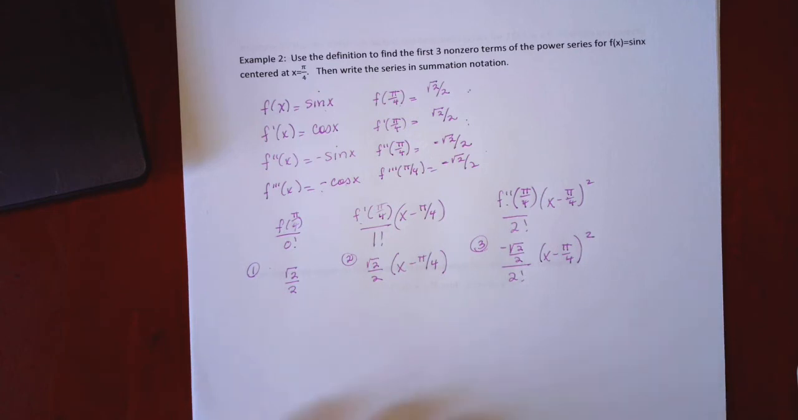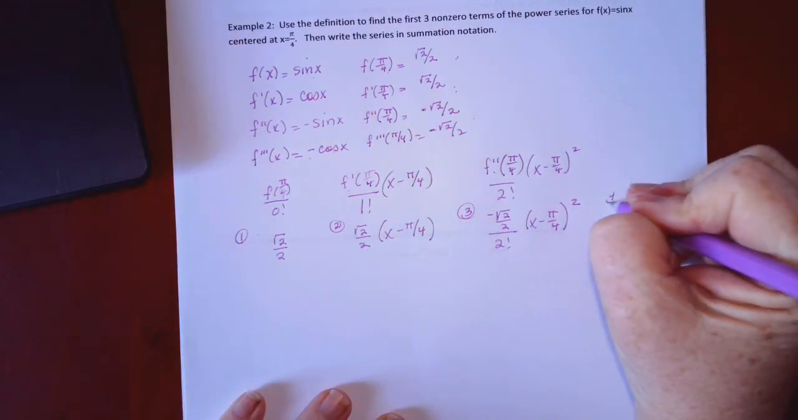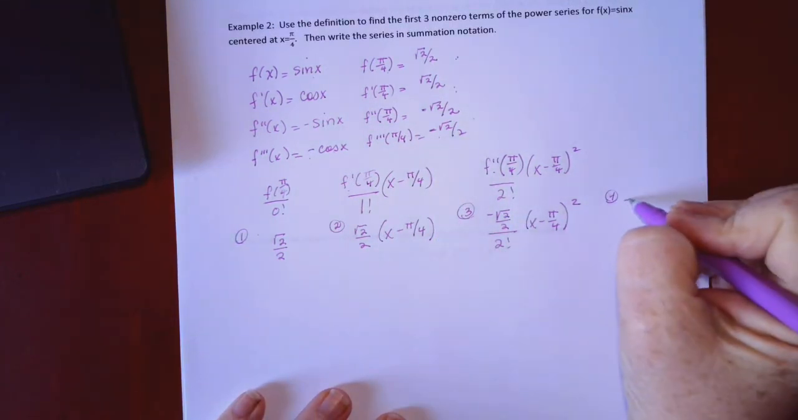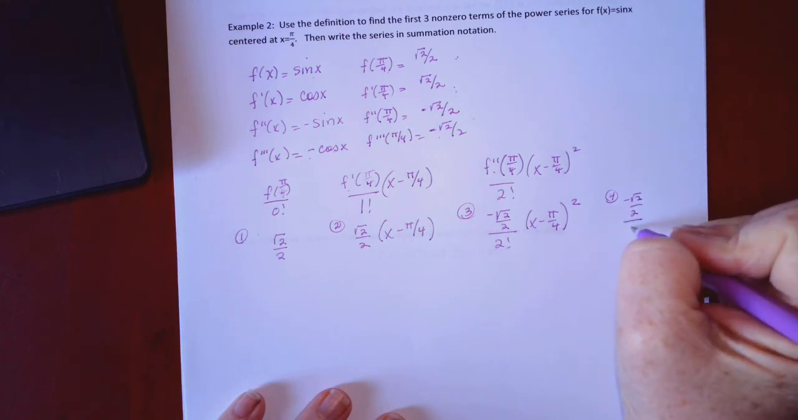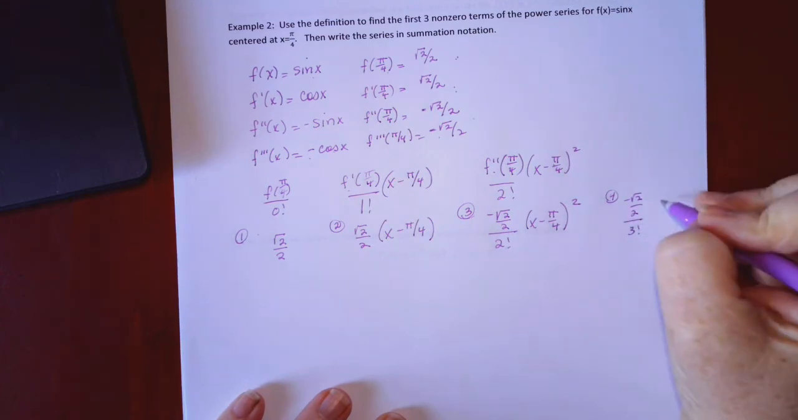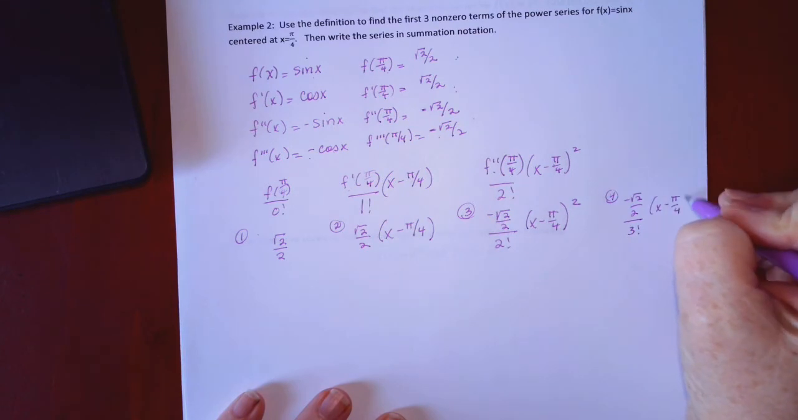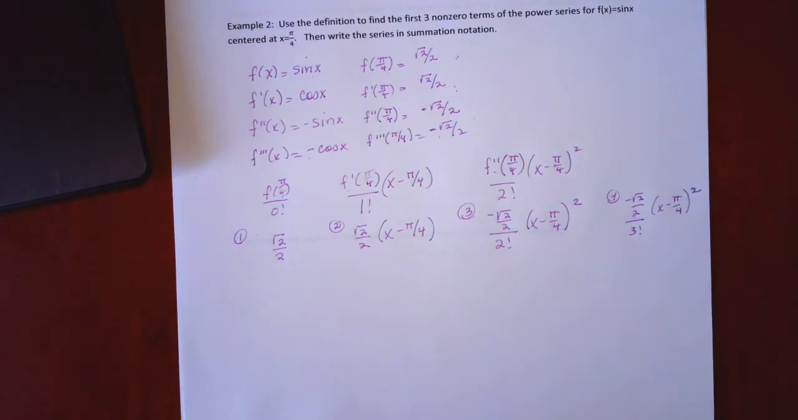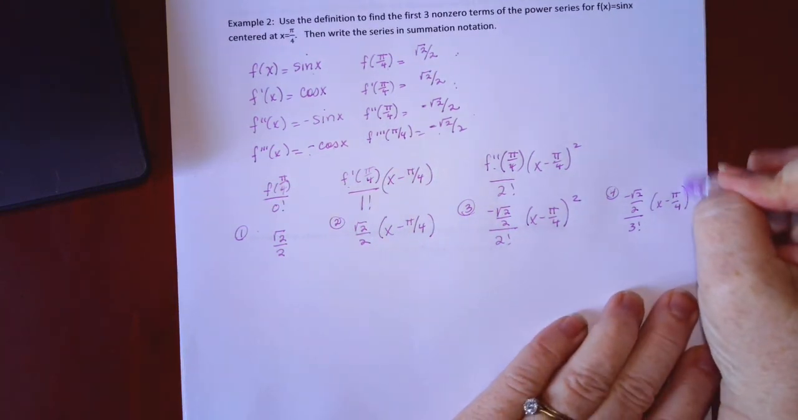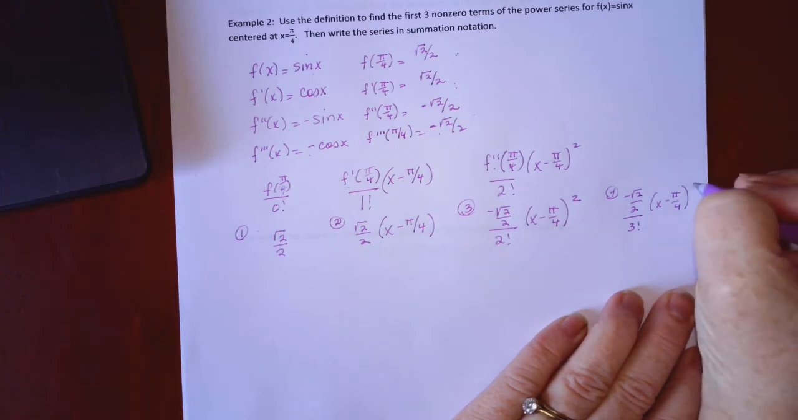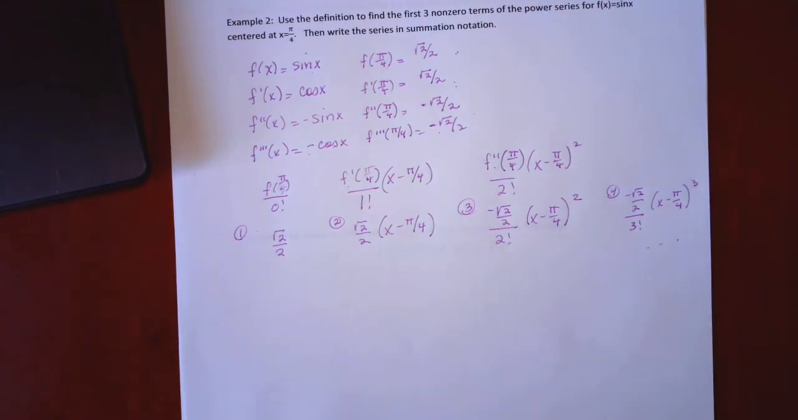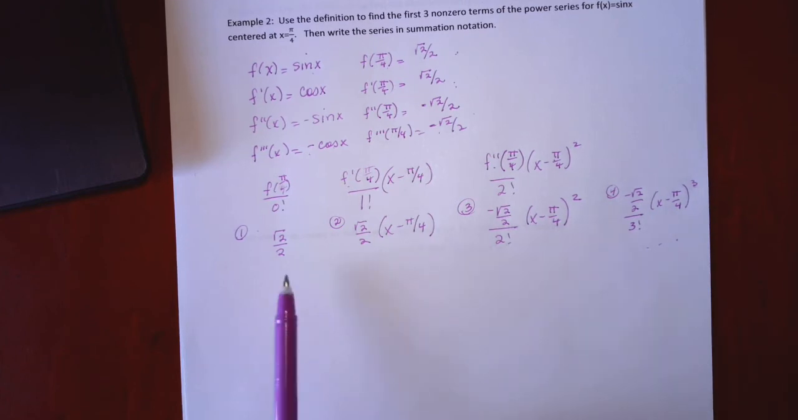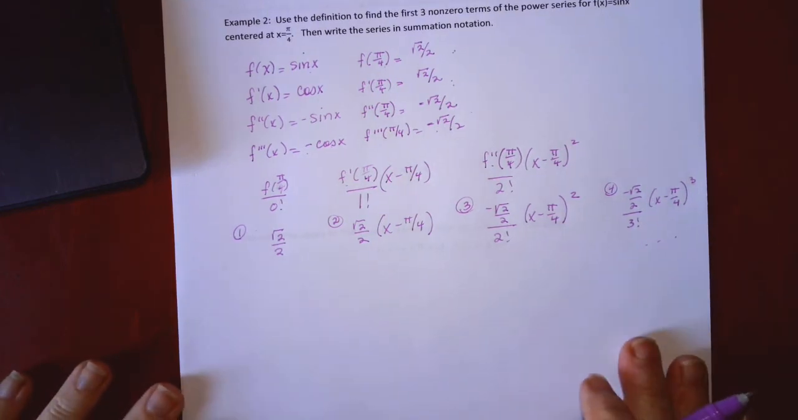All right, so what would be our fourth non-zero term? Well, it would be negative square root of 2 over 3 factorial times x minus pi over 4 squared. Oh, not squared, cubed, sorry. And it just keeps going and going. So notice that the numerator in each one of these has a square root of 2 over 2 for it.